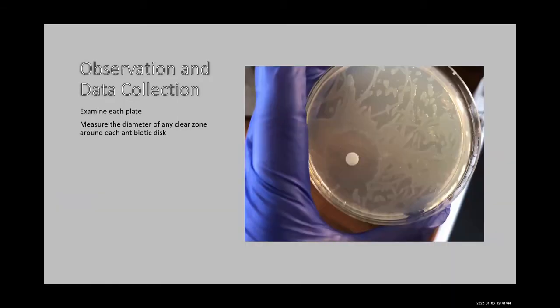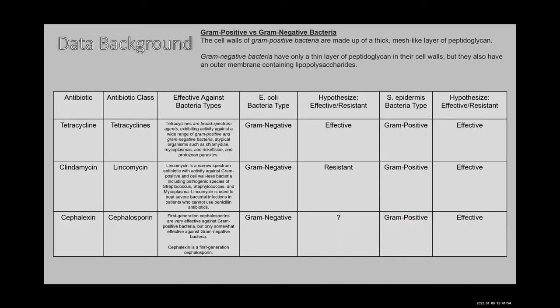Observations. Observation and data collection. So we're going to examine each plate and measure the diameter of any clear zone around each antibiotic disc. Before we do that though, I want to give you a little bit of data background.